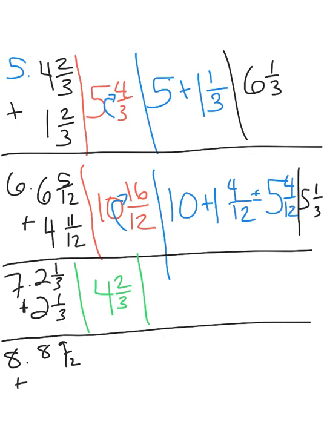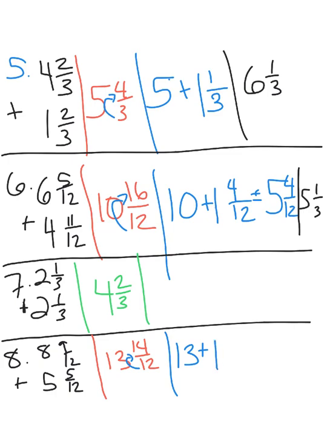plus 5 and 5/12. Okay, draw your line. 8 plus 5 is 13. 9 plus 5 is 14/12. We cannot leave it like that, so write your whole number plus 12 goes into 14 one time. Put your same denominator. 12 times 1 is 12. 14 minus 12 is 2.